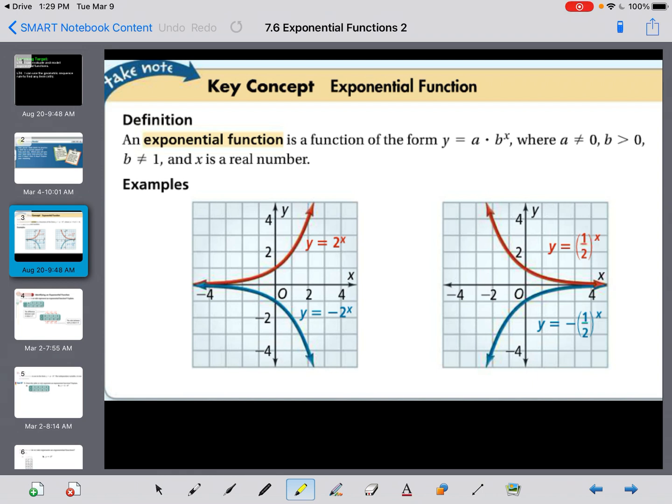The function for an exponential graph is y equals a times b to the x power, where a can't be 0 and b has to be greater than 0, but can't be 1. Okay, the most important thing to remember is that the exponent has to be your x.